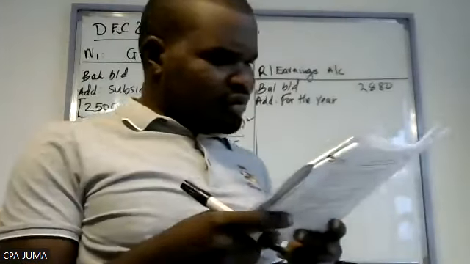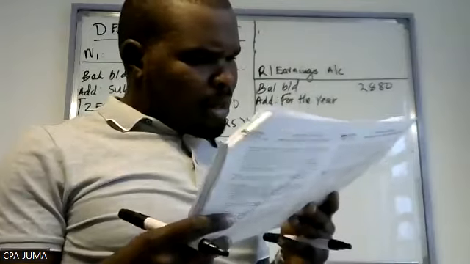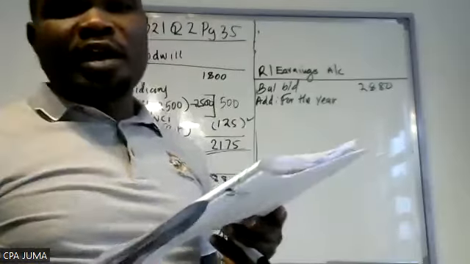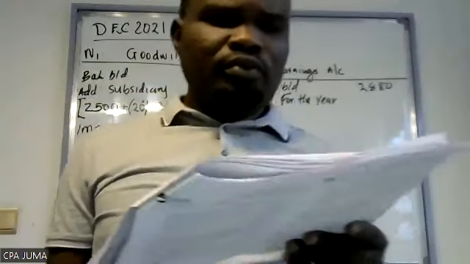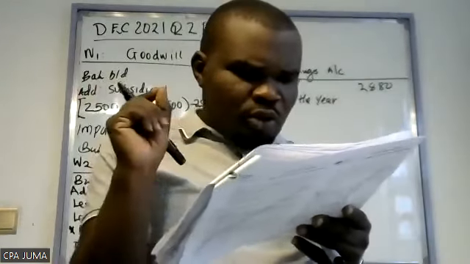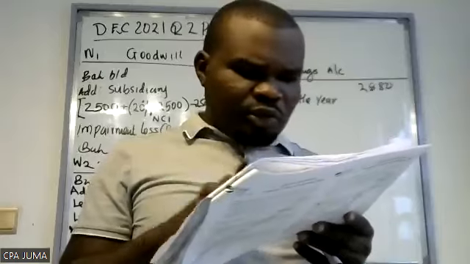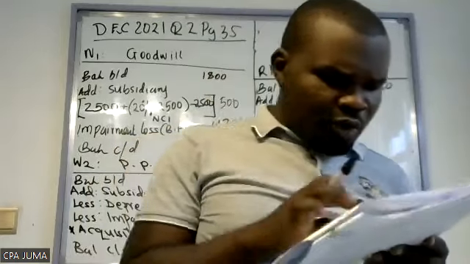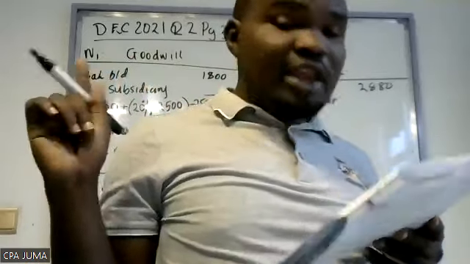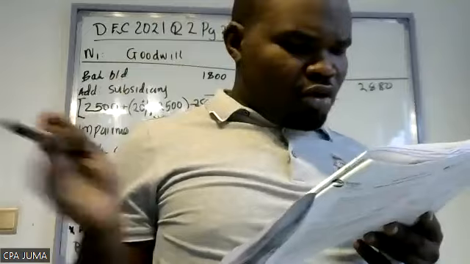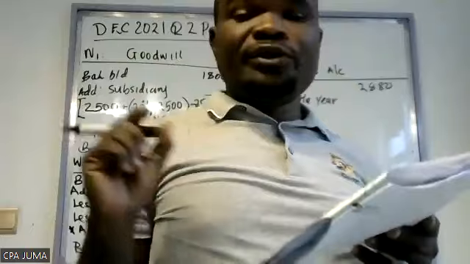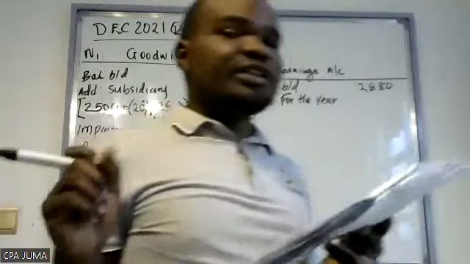So go to P&L and check profit for the year. Profit attributable to NCI is 400. But for the total profit for the year, don't go for comprehensive. Comprehensive has a lot of issues, remeasurement and the rest. Go for profit for the year. If you check, profit for the year is 2030.